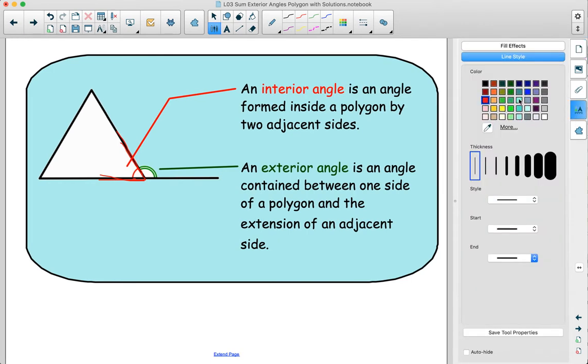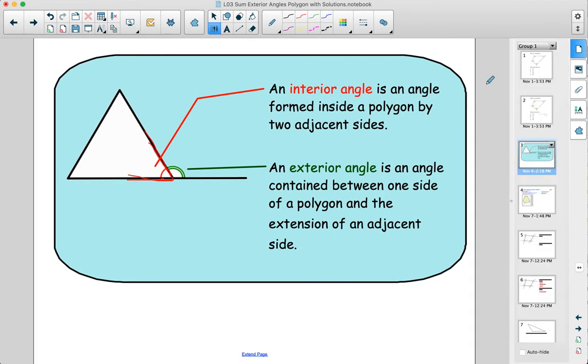Change the pen color. What is an exterior angle? It is an angle contained between one side of the polygon and an extension of an adjacent side. So notice this angle right here, it's comprised of this piece, which is a side in the polygon, and this piece right here, which is an extension of this side. So to create an exterior angle, you extend one side, and then you draw the angle between that extended side and the side in the polygon, as I've done here.